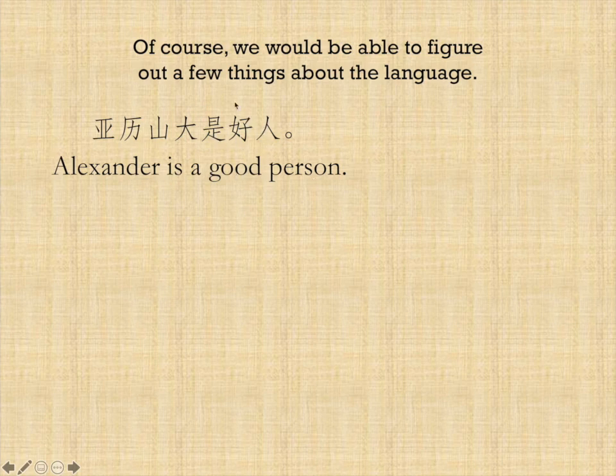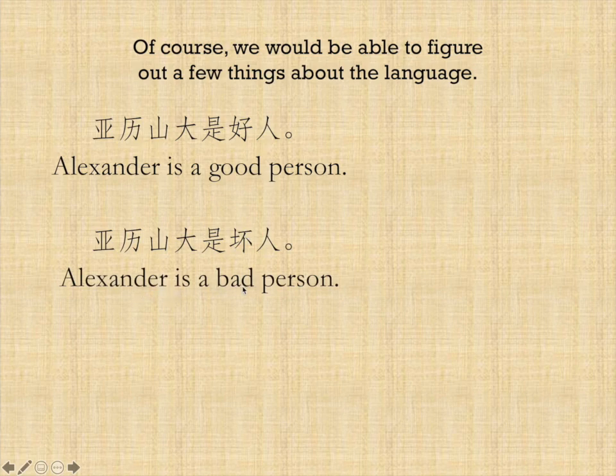But of course the question is, which one means which? We have another example, and this one has the name Alexander again. We have this character again. We have this character again, but these two are different. And the translation is, Alexander is a bad person. Well, now we've made a big step forward. We know that now that this one and this one must be good and bad. But we still don't know what these two are. I mean, this one could be person, this one could be is, this one could be is, and this one could be person. We just can't tell.